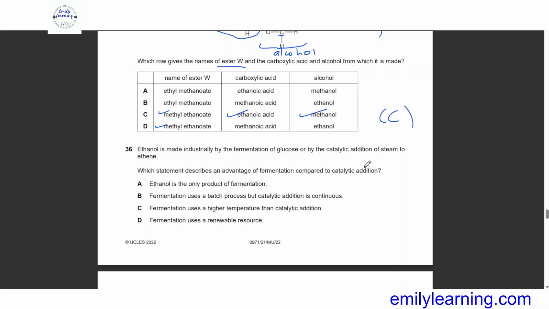Okay, so ethanol is the only product of fermentation. No, this is definitely wrong, because the ethanol that is produced in fermentation is very diluted. It has a large amount of water in it, so it is not the only product. There are also other products that are formed during fermentation, like carbon dioxide. So this is not the only product.